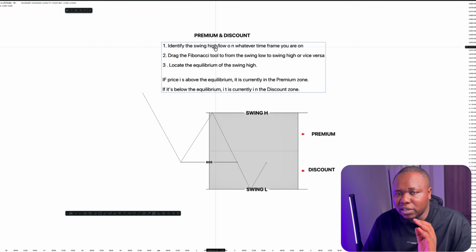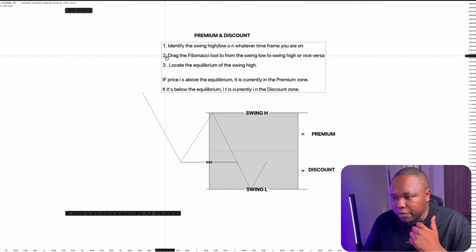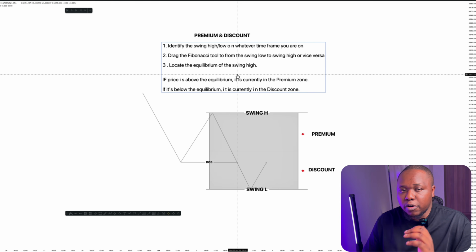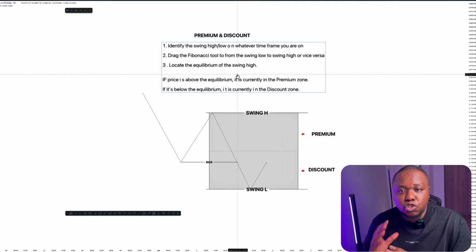So step number 1 is identifying our swing high and our swing low on whatever time frame you are on, whether the daily, 4 hour, 1 hour, 15 minutes, or 5 minutes. Number 2, we use our Fibonacci tool to understand our premium and discount price. We drag the Fibonacci tool from the swing high to the swing low, or vice versa, depending on what trend you're in. After that, we work with the 0.5, which is the fair value price.